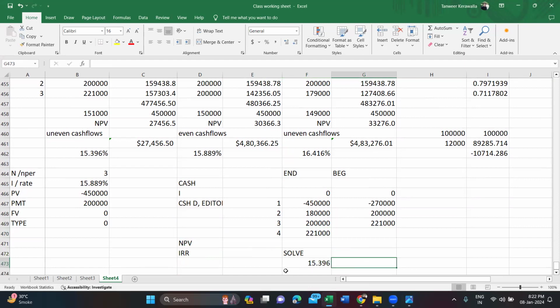Now let me do it. I've not done it in begin mode, right? So let me do that in begin mode. I go to the cash editor, and in the first slot I have to enter minus 2 lakh 70,000, execute, then 2 lakhs at the beginning of year two, execute, and then 2 lakh 21,000. Execute, escape, I come outside, escape, I go to IRR and I press the solve button, right?